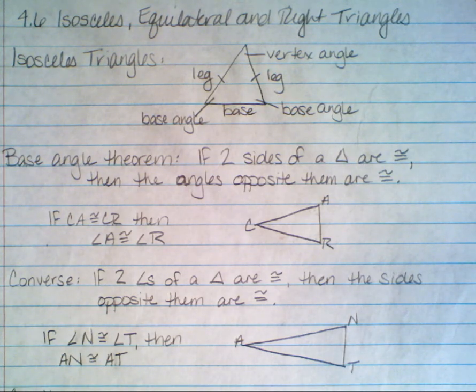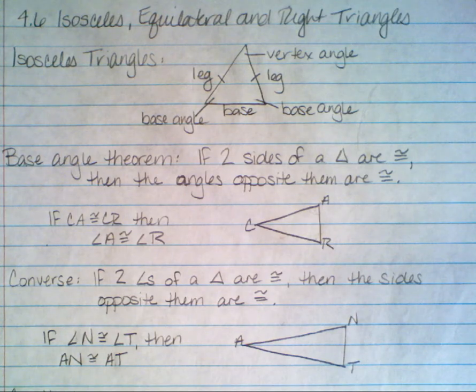And then the two angles that are on either side of the base, so the base and both legs make an angle, and those angles are both called the base angles. And then the third angle, which is opposite of the base, is called the vertex angle. So we have those six parts of an isosceles triangle. And then we have what we call the base angle theorem, which again, I don't want you using the title of it. I want you to know what it says.